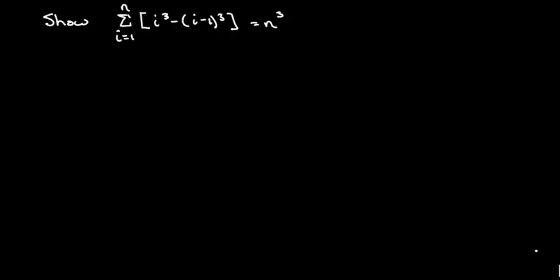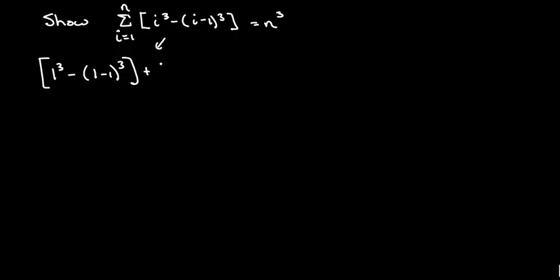Example number 7 asks us to show that this sum over here is equal to n to the third. So let's go ahead and play around with this. If I plug in 1, I would get 1 to the third minus 1 minus 1 to the third. That would be the first guy.